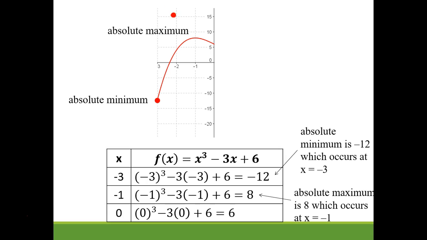And the absolute maximum we found was 8, which occurred at x equals -1. So it's the point that's the very highest point on our graph, and the largest y value we have is 8, which occurs where x is -1.